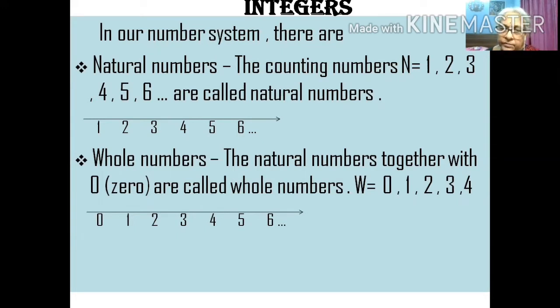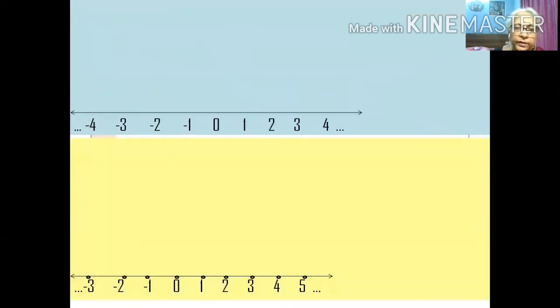Whole numbers: natural numbers together with 0 are called whole numbers. That is the set W equal to 0, 1, 2, 3, 4, etc. And it is represented on the number line also.